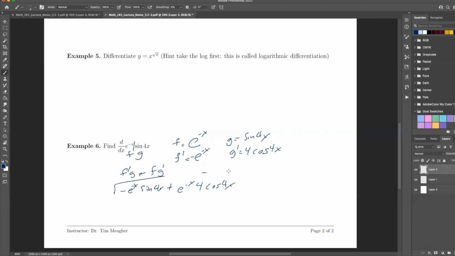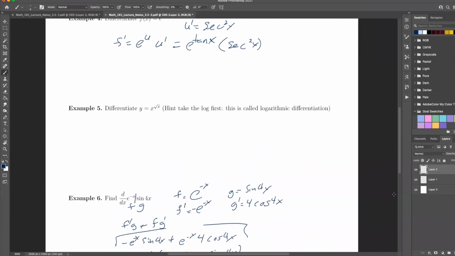For me, you can certainly leave it like this. Your book will want you to pull out the e to the x just because it's everywhere. So here I'll have 4 cosine 4x minus sine of 4x. That's fine too. So here we're just using product rule. Okay.